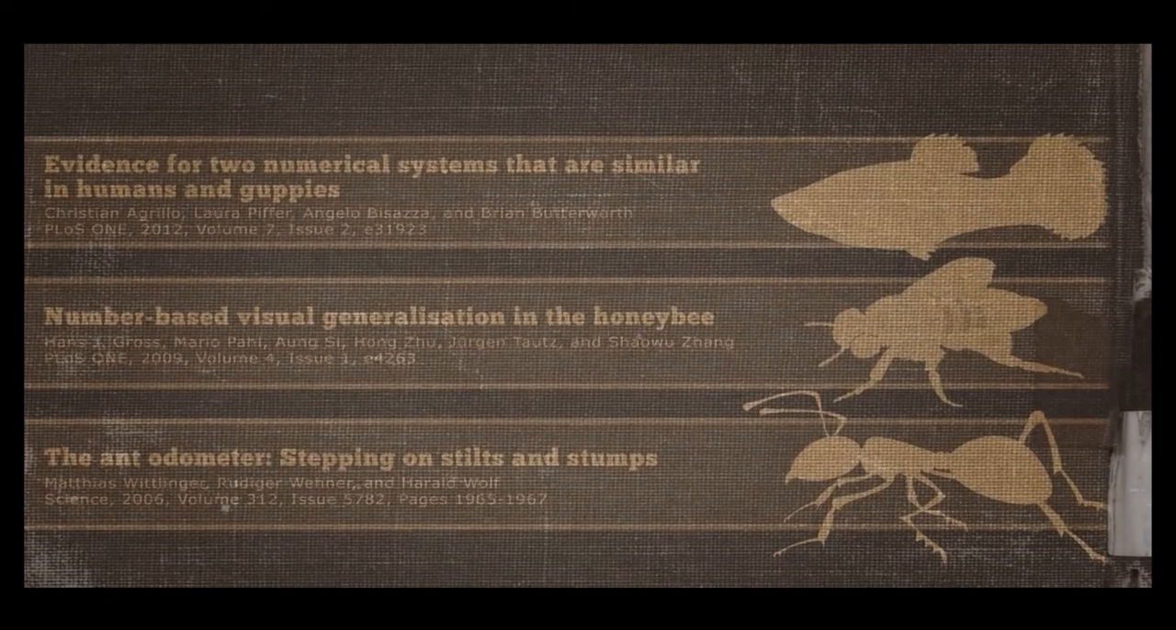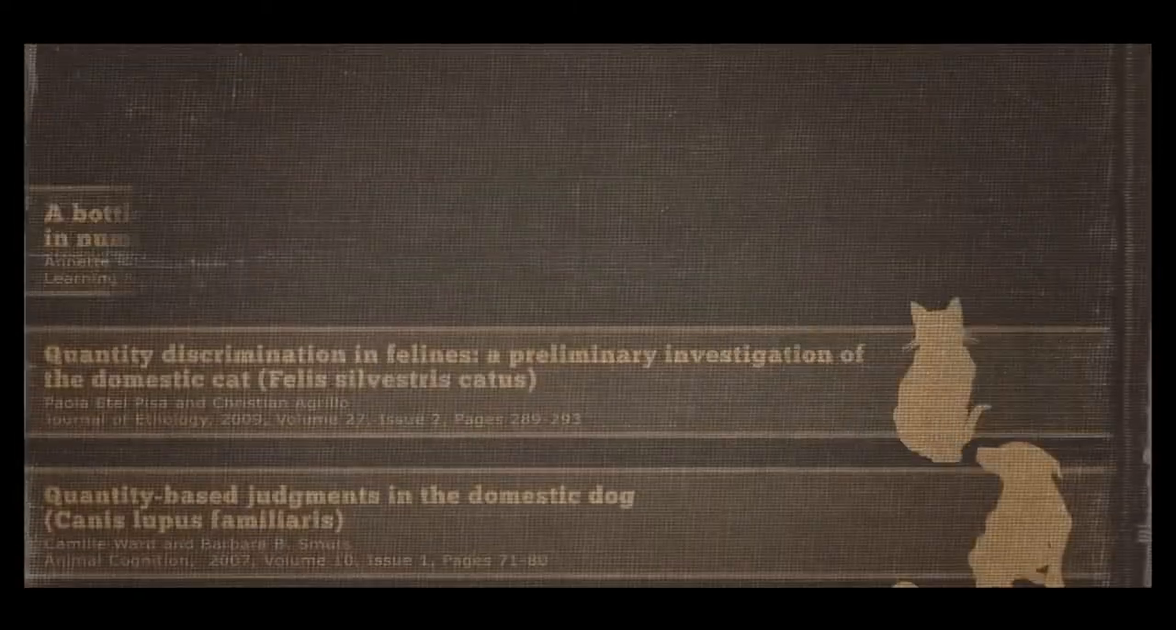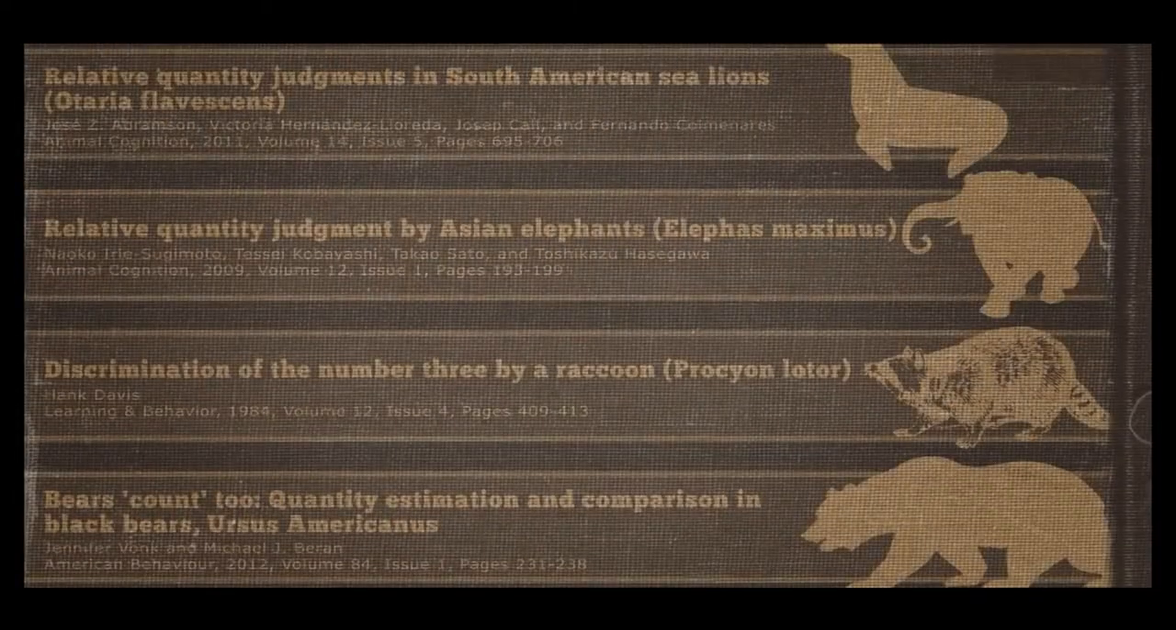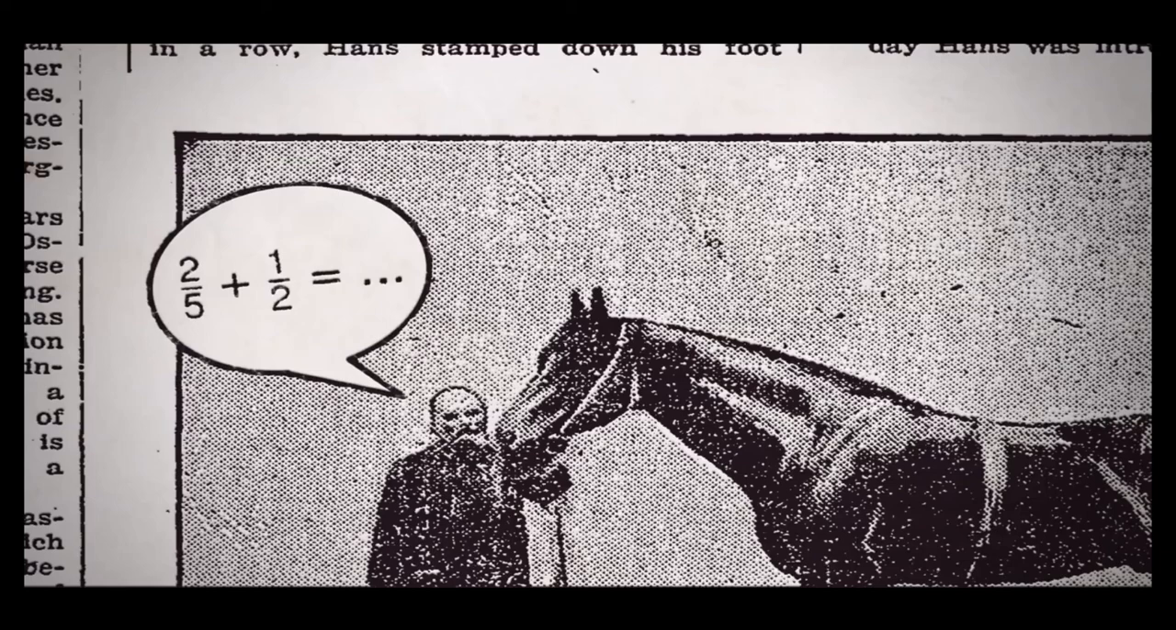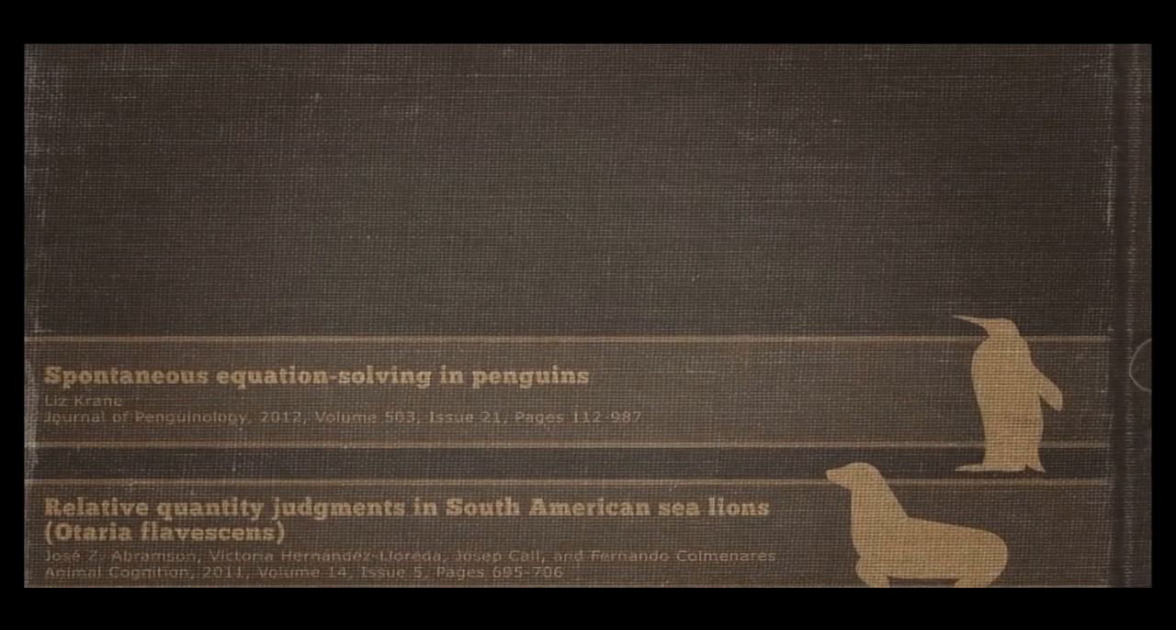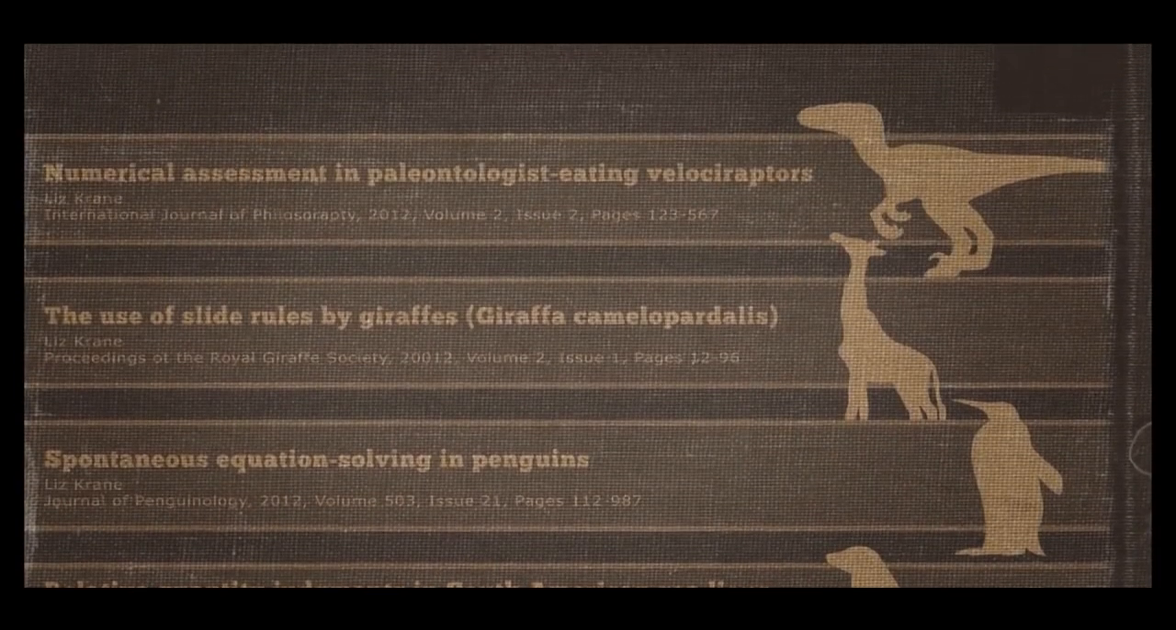I mean, rats have it, pigeons have it. Ants have it, bees have it, fish have it, and lions, birds, monkeys, apes, dogs, cats, dolphins, bears, raccoons, elephants, and sea lions have it. Salamanders try to eat the video showing more flies. Baby chicks choose a larger group of balls. Horses can't add fractions, but they can tell the difference between 2 and 3. And I bet that penguins and giraffes and velociraptors and all other animals have it too. It's not just us.